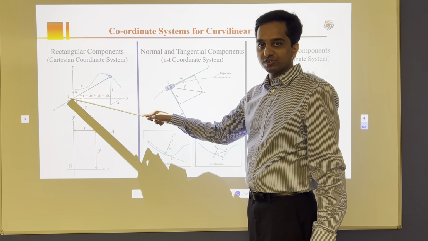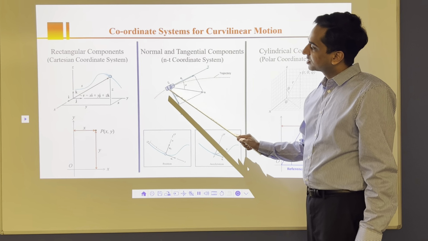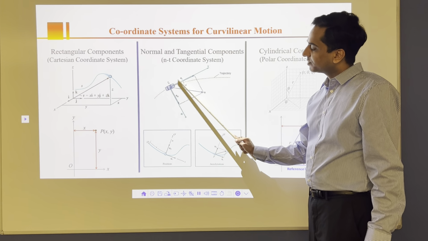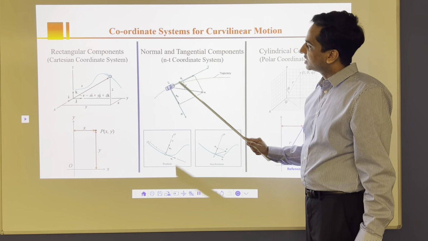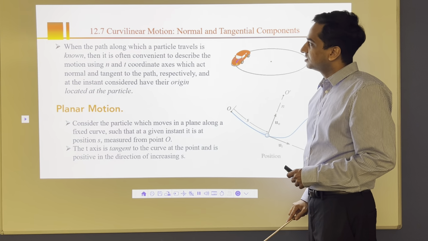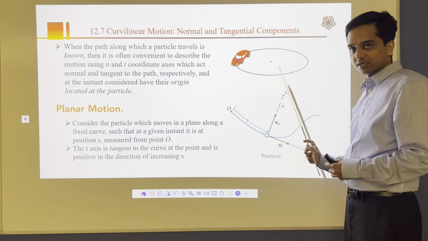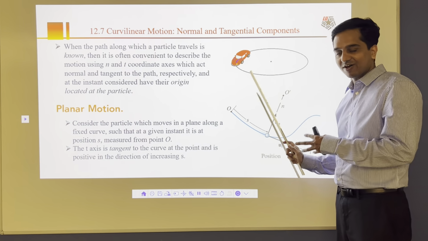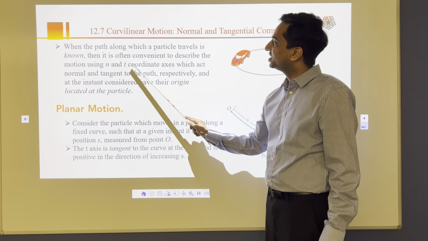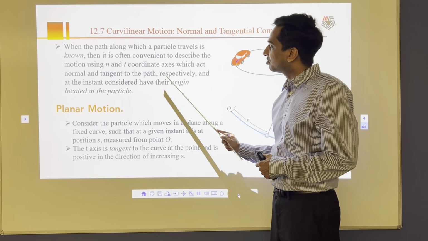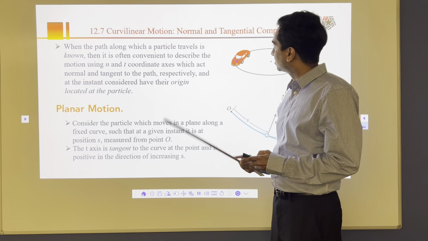We measure it from the origin. So the origin is fixed and the particle is moving. With normal and tangential components, our origin moves with the particle. So it's not fixed, it moves along with the particle, and that's how we are going to deal with this curved motion. Many times, if a particle is taking a curve, and if we know the equation of the curve and the radius, it is convenient to describe the motion using n and t coordinates. That's called normal and tangential coordinates. And that's what we do in this curvilinear motion in this part.